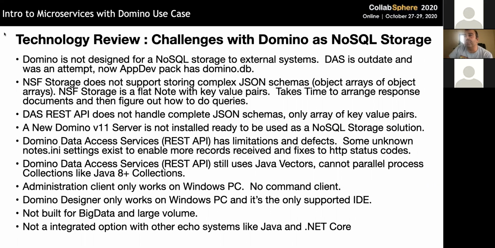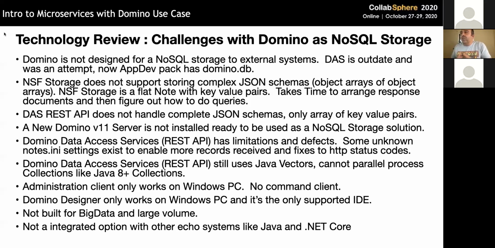But there's challenges with DAS. It doesn't support complex JSON schemas. So if I have a schema with a node that has departments and that node has employees, I can't save that into a NoSQL database. I can only work with a document and a response document. I have to figure out how to break up that JSON object into document and response documents. And then once I do that and decouple all of that, how do I query it? How do I work with it?